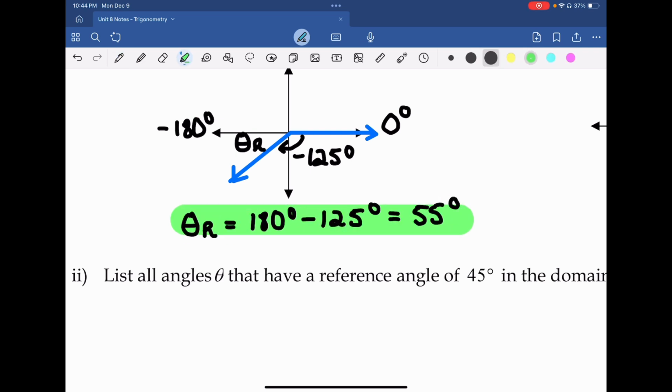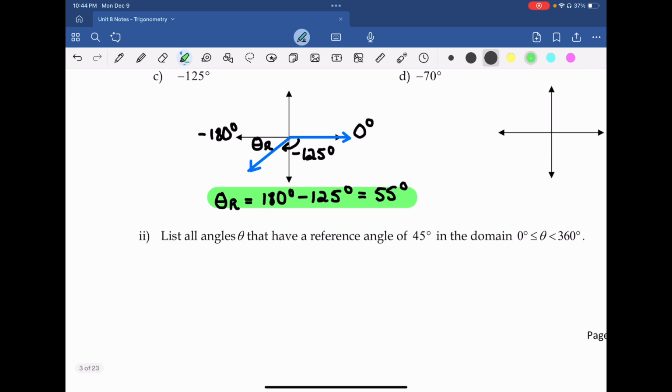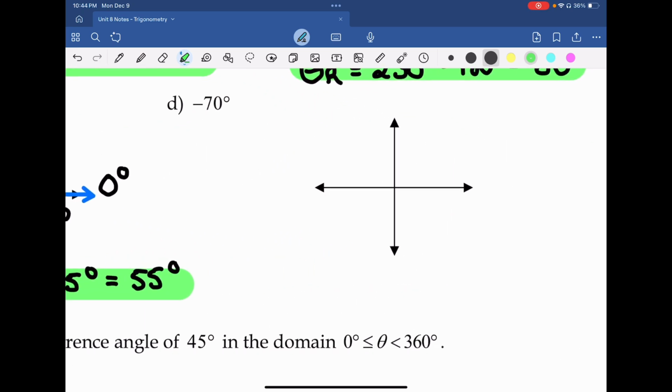And again, we always write it in terms of a positive. So even though it's rotating negative, if you want to just calculate it using positive values, totally fine. And in fact, I would actually encourage that.